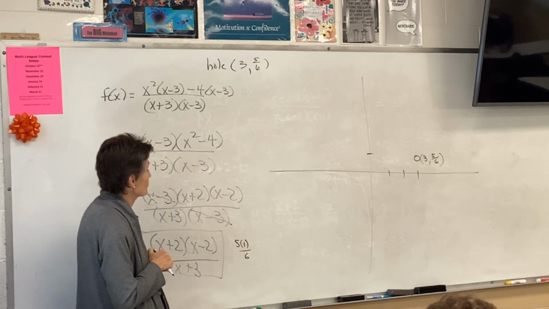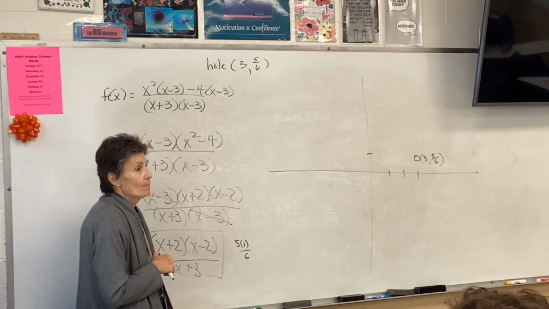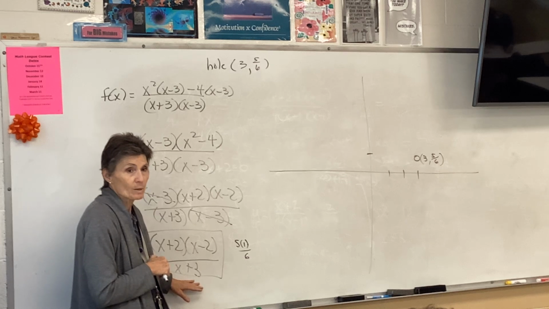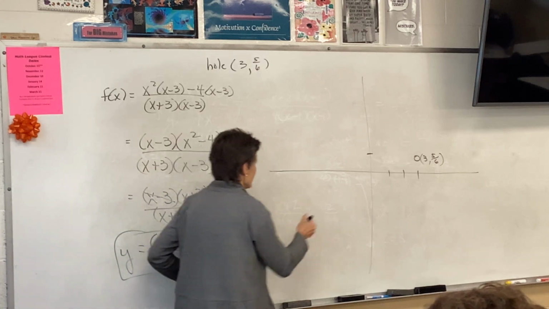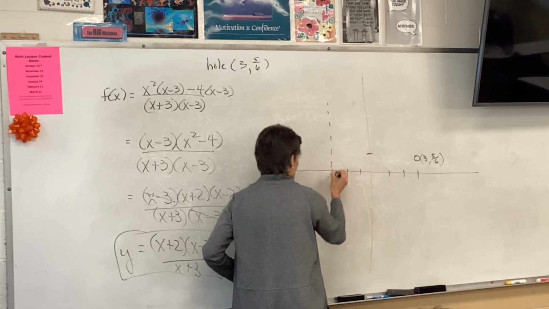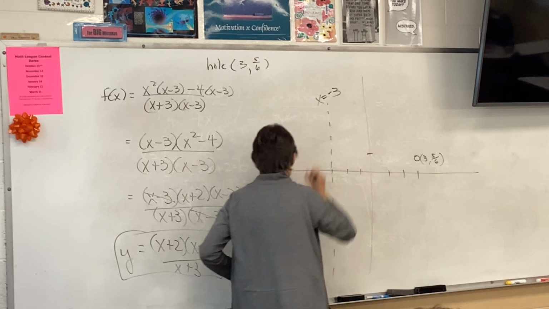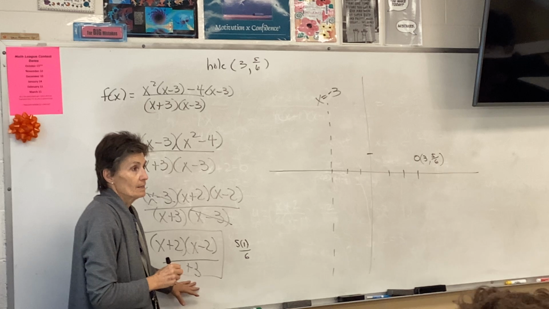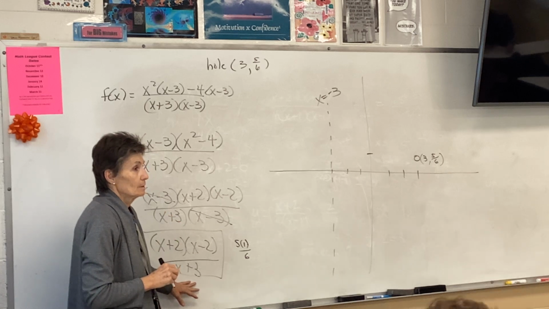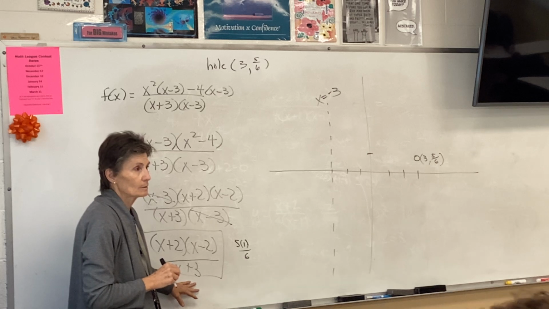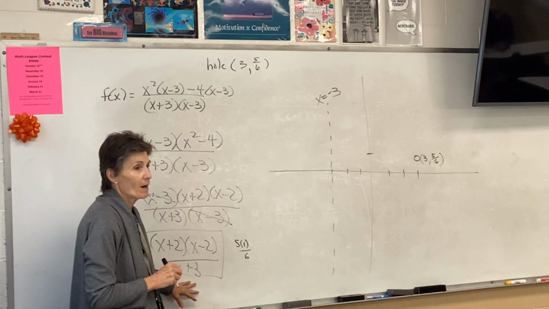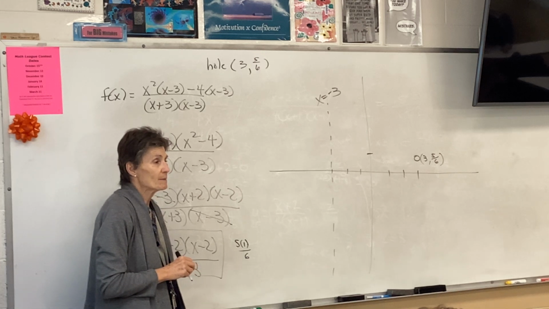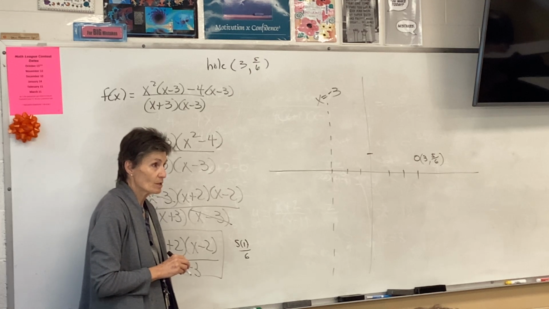Now I got asymptotes. Now, is there going to be a vertical asymptote? Absolutely there is, because we have a denominator. And if x is -3, we are in heap big trouble. So my vertical asymptote is x equals -3. Now be careful. Am I gonna have a horizontal asymptote? No. Isn't my power on top one bigger than my power on the bottom? So that means I will have a slant asymptote.